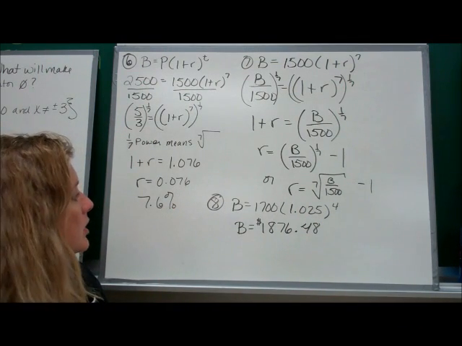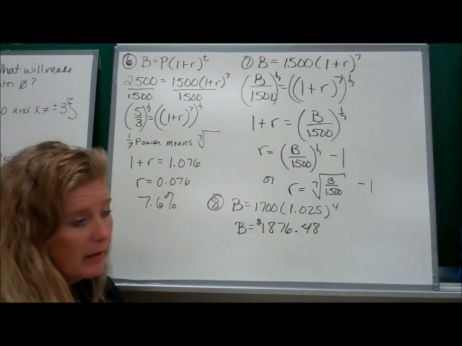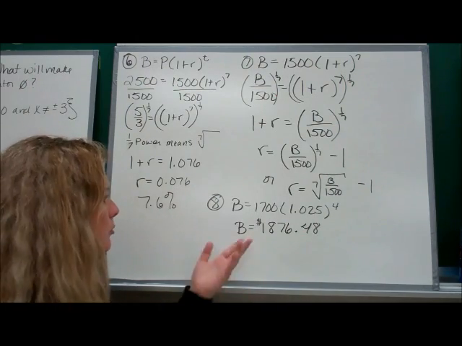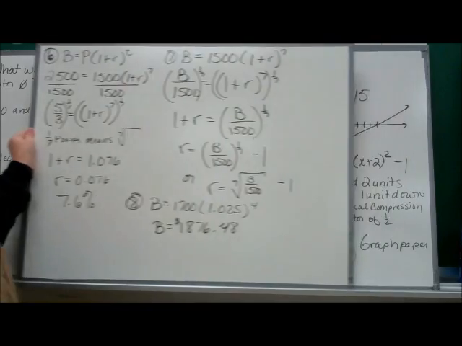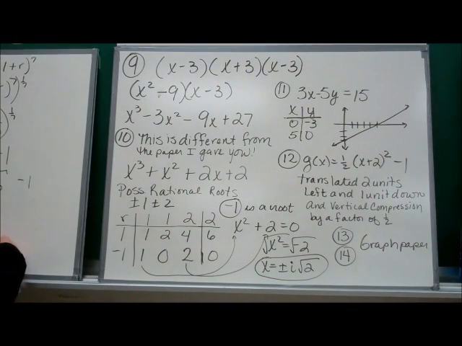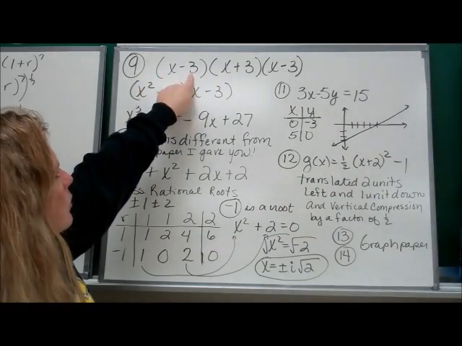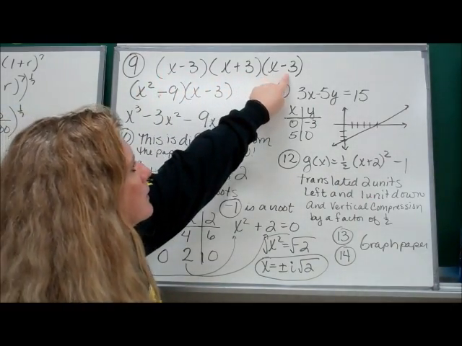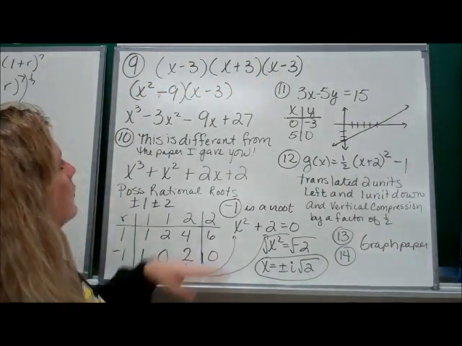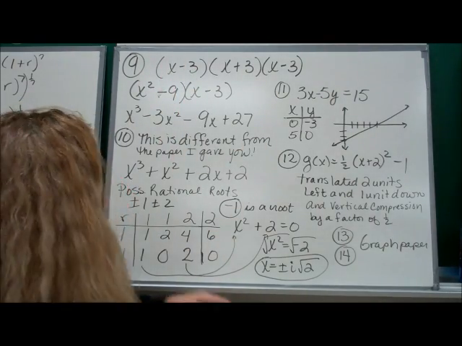Number 8 is just calculate your ending balance given the information. So you plug it in and do the math. This is the one where we're writing the polynomial function given the roots. And I keep saying x minus the root, x minus the root, x minus the root, and multiply it out. Anybody that came to me with that question?